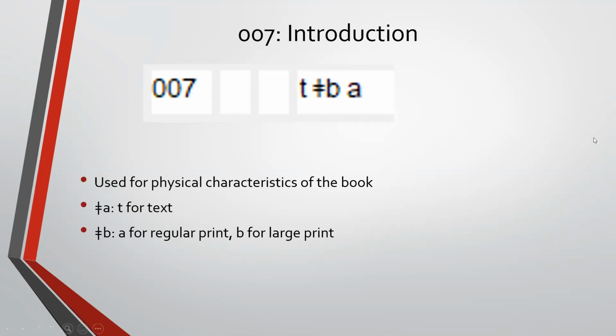In this case, in our subfield A, we have T for text, and then A for regular print, or B for large print. There are many more fields for other kinds of materials.